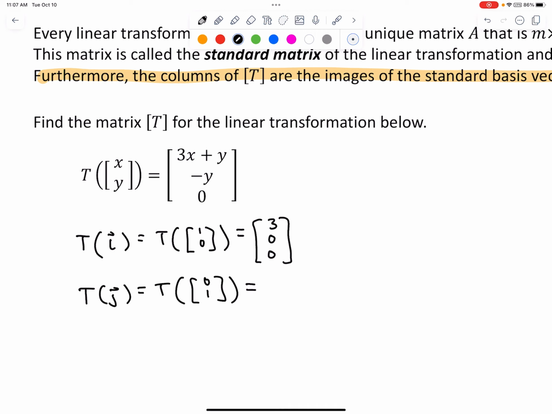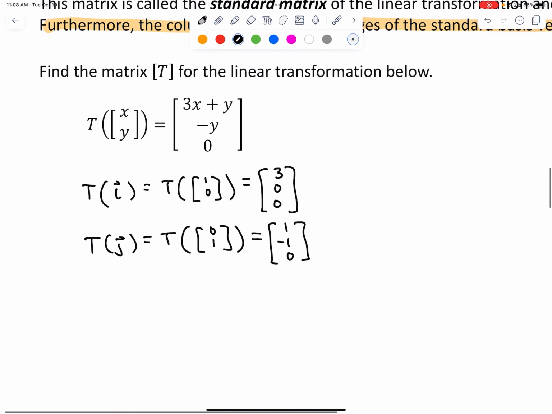So we're going to map the vector 0, 1 to a new vector. Plug in 0 for x and 1 for y, and we get 1, negative 1, 0. These two images become the columns of the standard matrix for this transformation. So we put capital T in these brackets to stand for its matrix, and its matrix is constructed by putting the image of i as the first column, so 3, 0, 0, and then the image of j as the second column, 1, negative 1, 0.